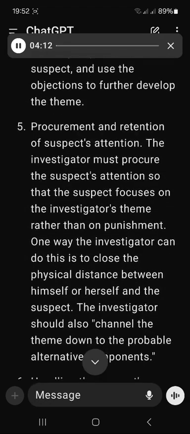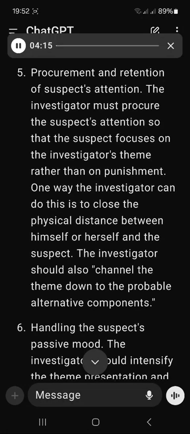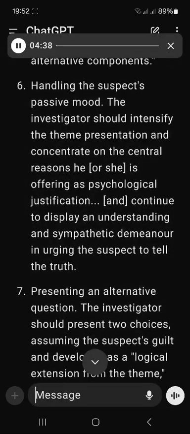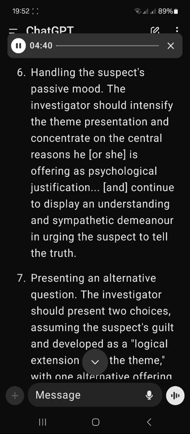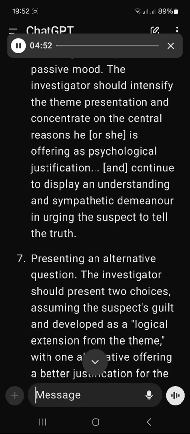5. Procurement and retention of suspect's attention. The investigator must procure the suspect's attention so that the suspect focuses on the investigator's theme rather than on punishment. One way the investigator can do this is to close the physical distance between himself or herself and the suspect. The investigator should also channel the theme down to the probable alternative components. 6. Handling the suspect's passive mood. The investigator should intensify the theme presentation and concentrate on the central reasons he or she is offering as psychological justification, and continue to display an understanding and sympathetic demeanor in urging the suspect to tell the truth.